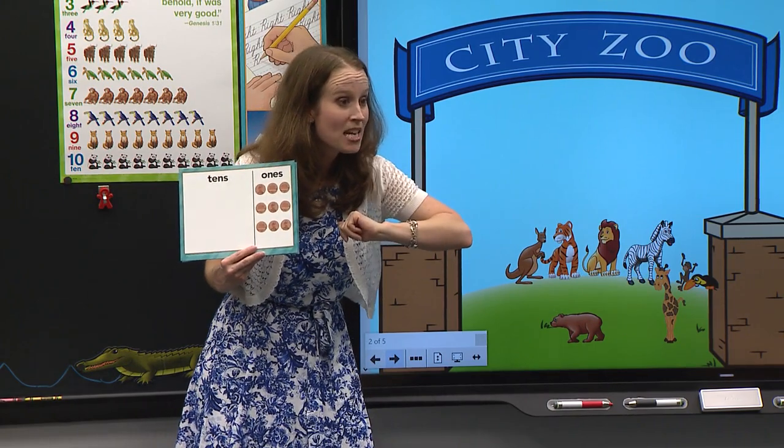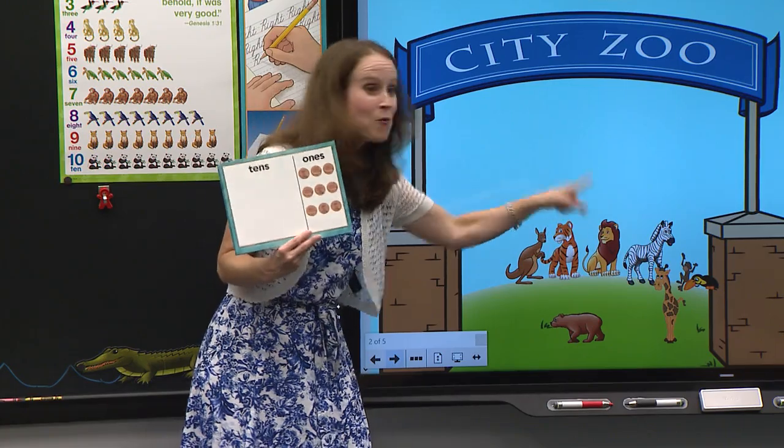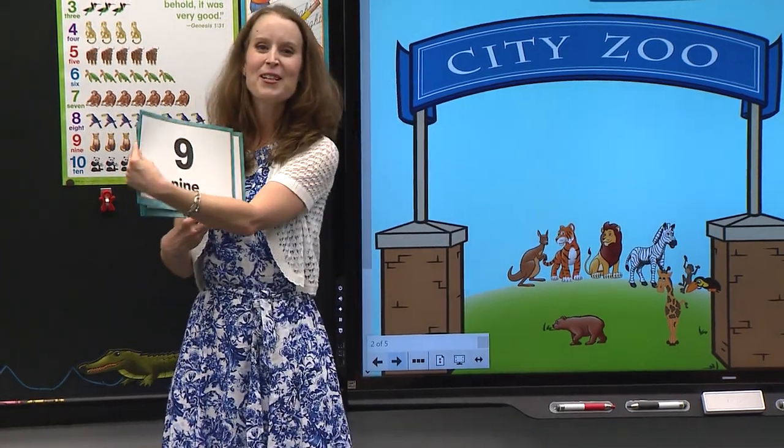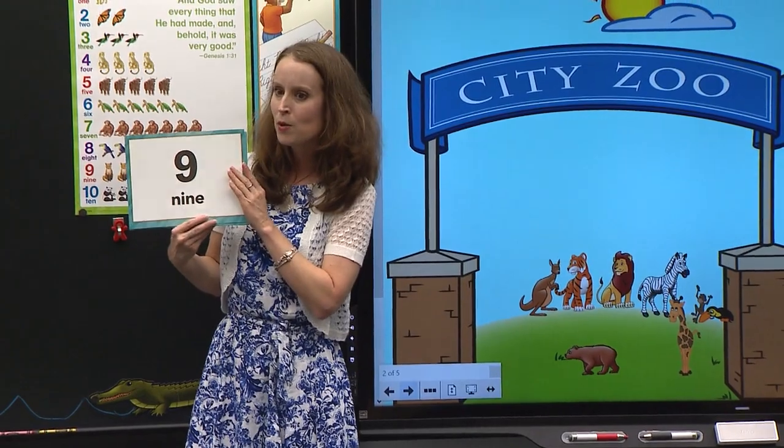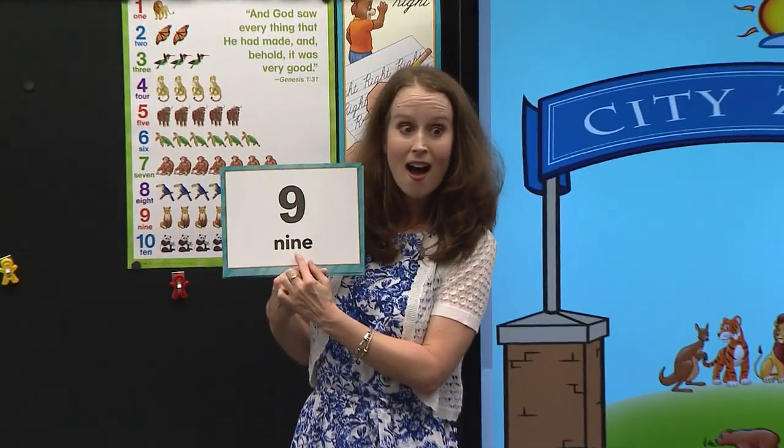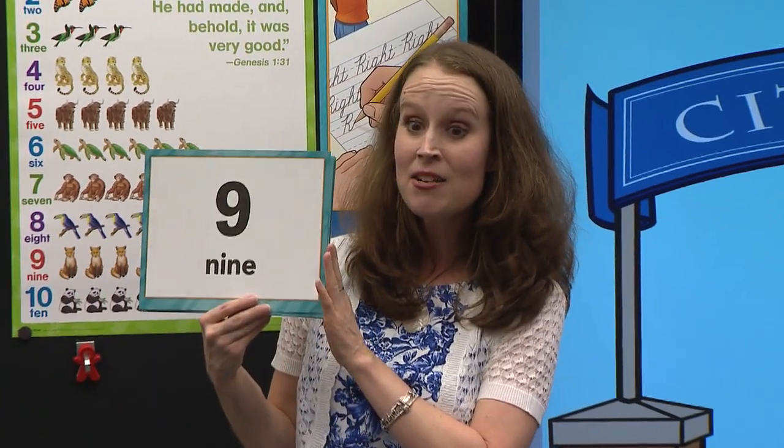How many animals do I need to move over? 1 more. Move 1 more over, and while she does that, we're going to look at the number 9 and the number word 9. N-I-N-E is the number word 9.